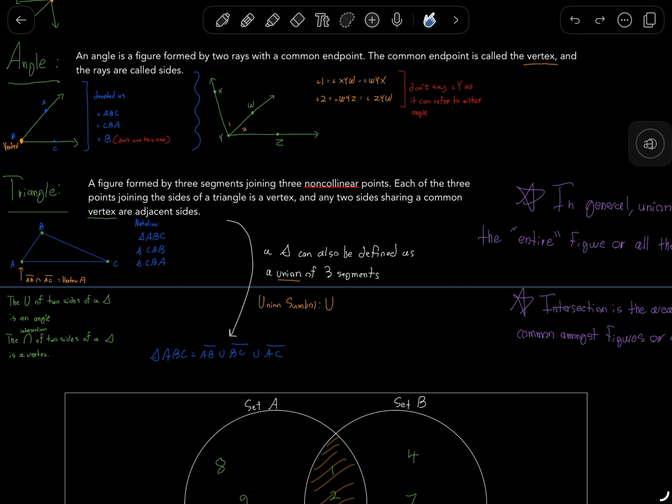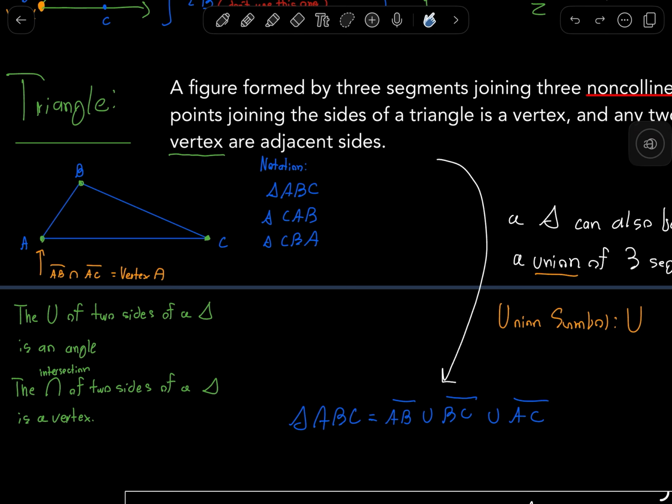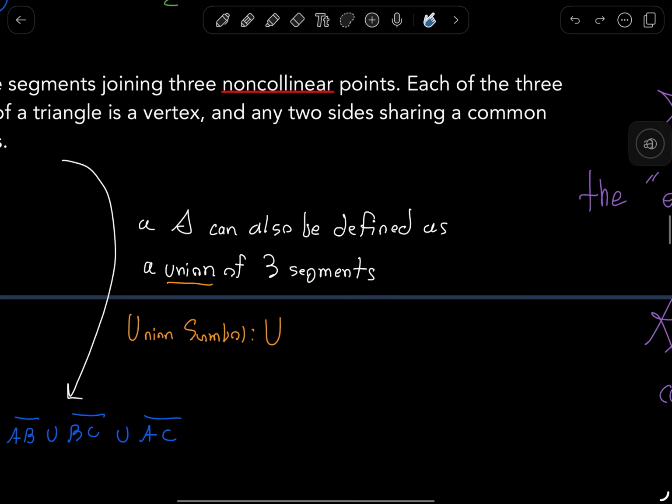Now, next, what I'm going to do is define a triangle in terms of union and intersection, and then I'll explain what those are. So you can think of a triangle as the union of three sides that are connected to each other, or like a union of three segments. A triangle can be defined as a union of three segments.